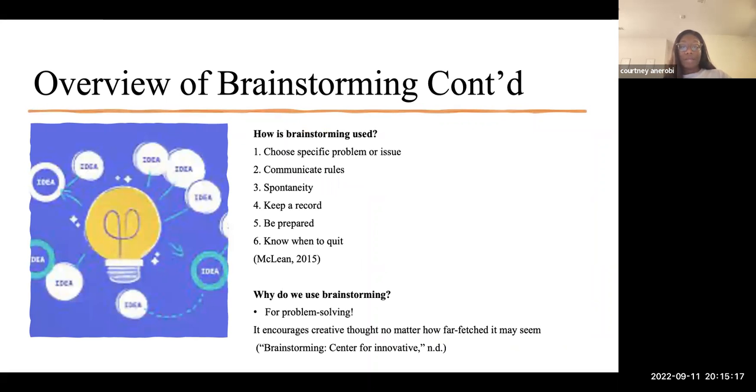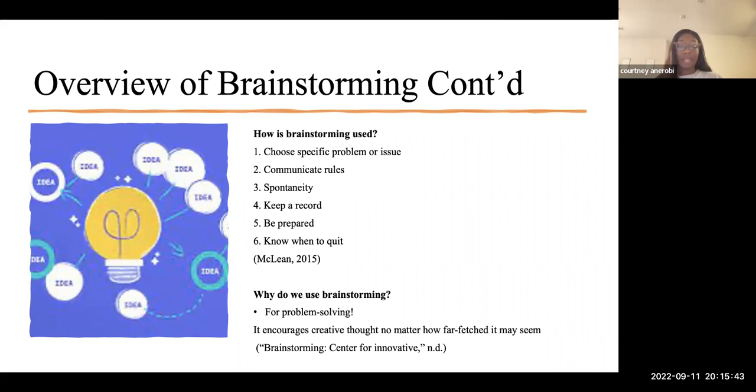So, brainstorming continued. How is brainstorming used? Brainstorming is a pretty easy process. It can be done in just a few steps. First, you'll need to choose a specific problem or issue that you want fixed. Sometimes the problem may already be known to everyone. It's just a matter of coming together and coming up with the solution.